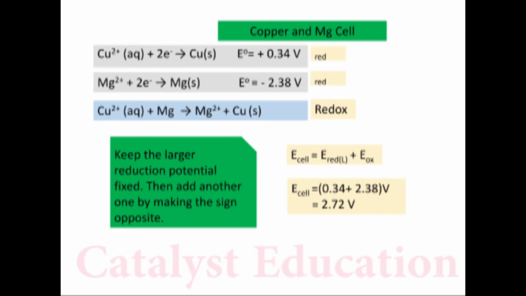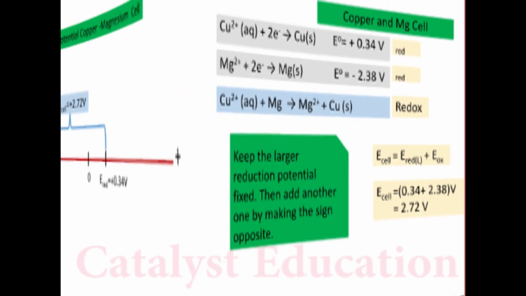Now, the first one is the reduction and the second one is oxidation. Adding these two, we get the cell potential. So the cell potential is 0.34 volt plus 2.38 volt equals 2.72 volt.